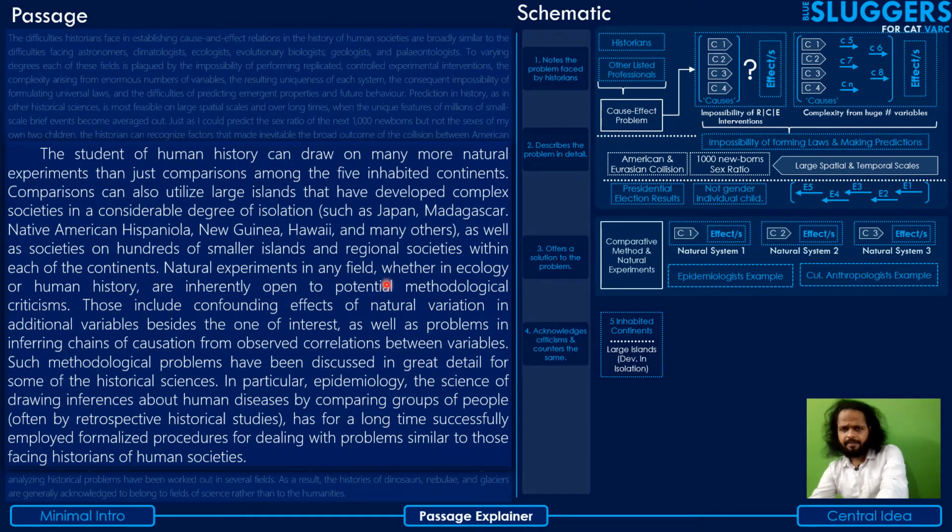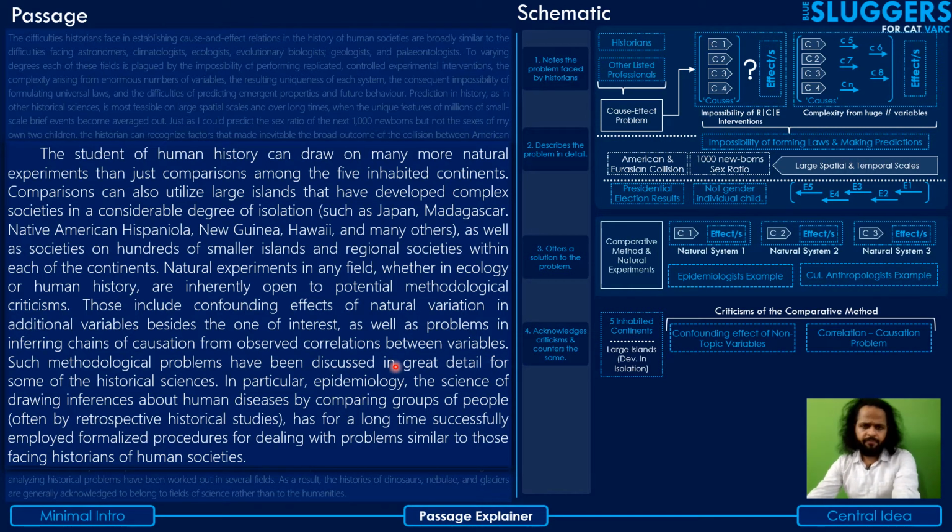Natural experiments in any field, whether in ecology or human history, are inherently open to potential methodological criticisms. Those include confounding effects of natural variation in additional variables besides the one of interest, as well as problems in inferring chains of causation from observed correlations between variables.